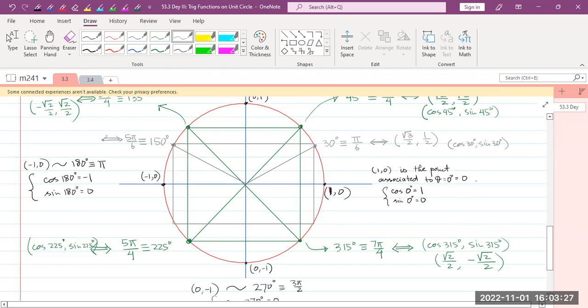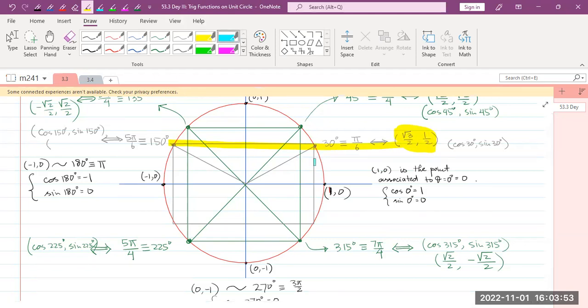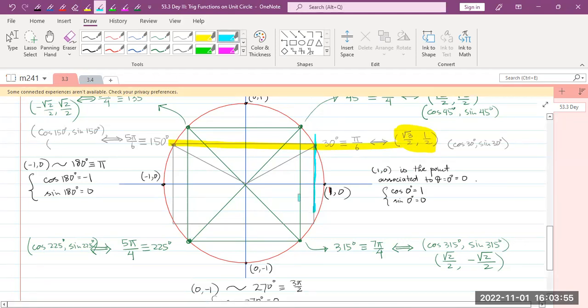Then what happens to the coordinate? Well, cosine 150 degrees, comma, sine 150 degrees must be the opposite x with this, the same y with this, okay? But opposite x. If this is radical 3 over 2, then this must be negative radical 3 over 2.